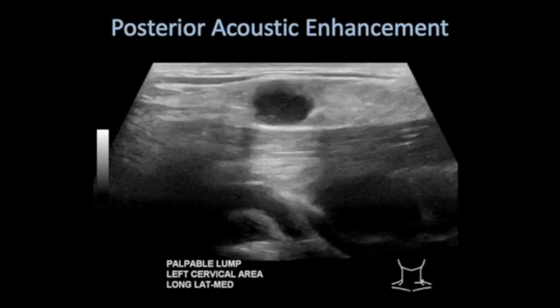Now, it's important to keep in mind that posterior acoustic enhancement does not always mean that something is a cyst. Here's an example here of an abnormal lymph node, a patient who ended up having lymphoma, where the lymph node is surrounded by fat density. Now, the fat attenuates the sound beam much less than the soft tissue does, and therefore you get posterior acoustic enhancement.